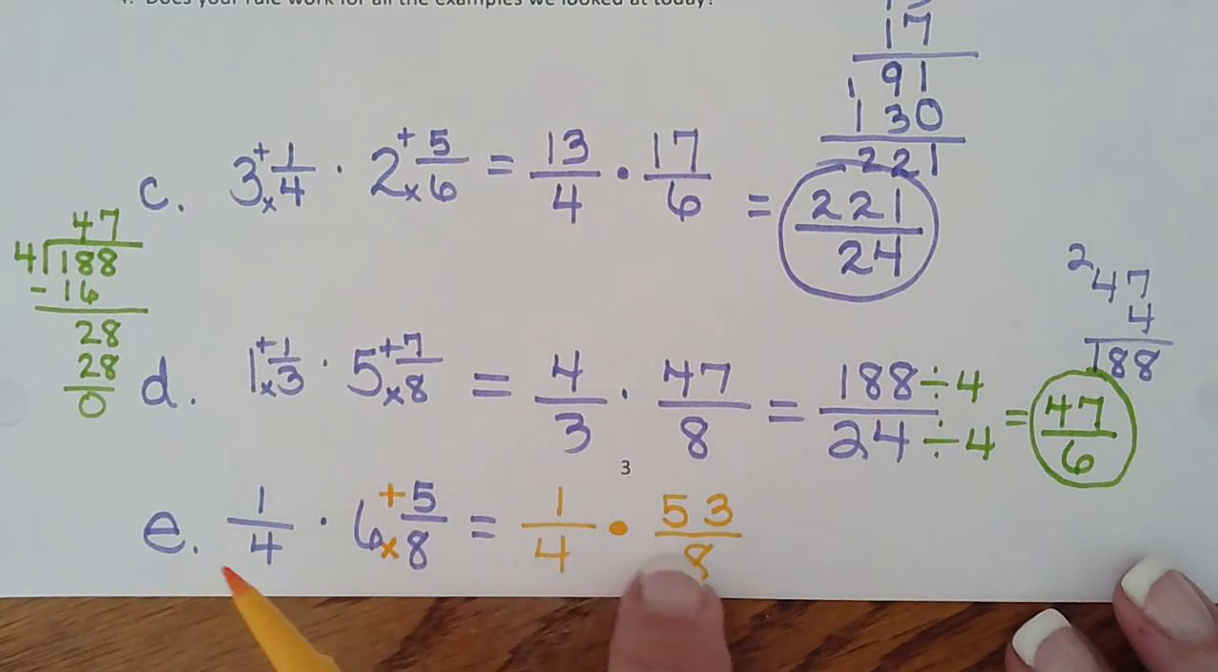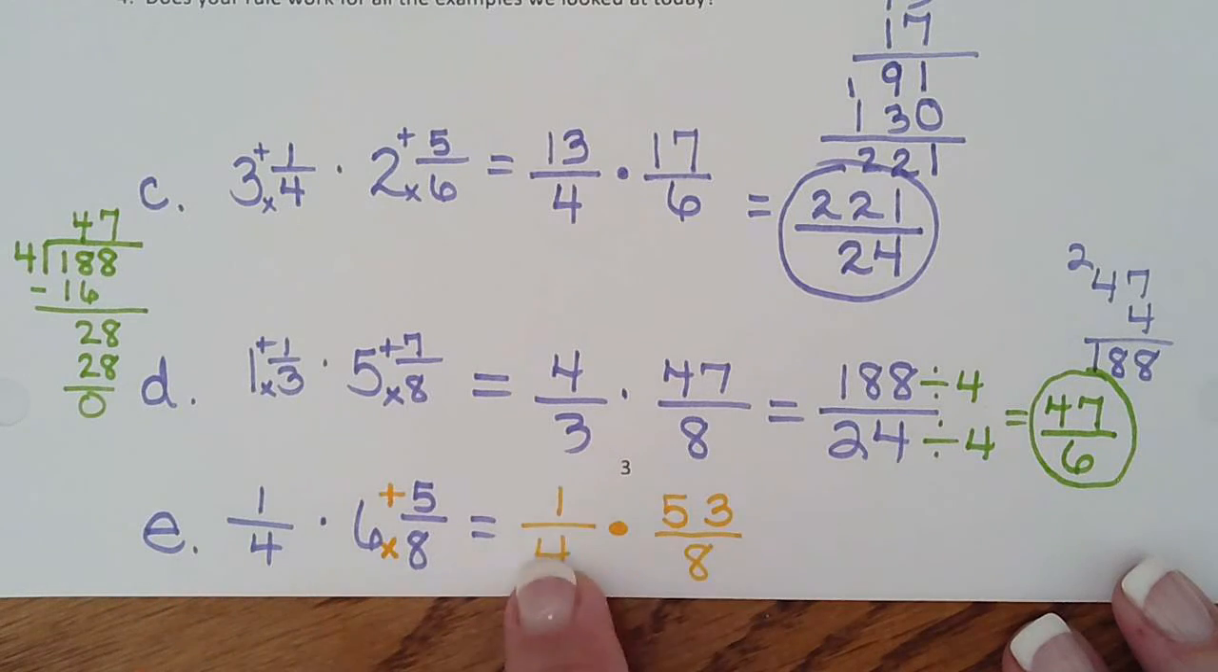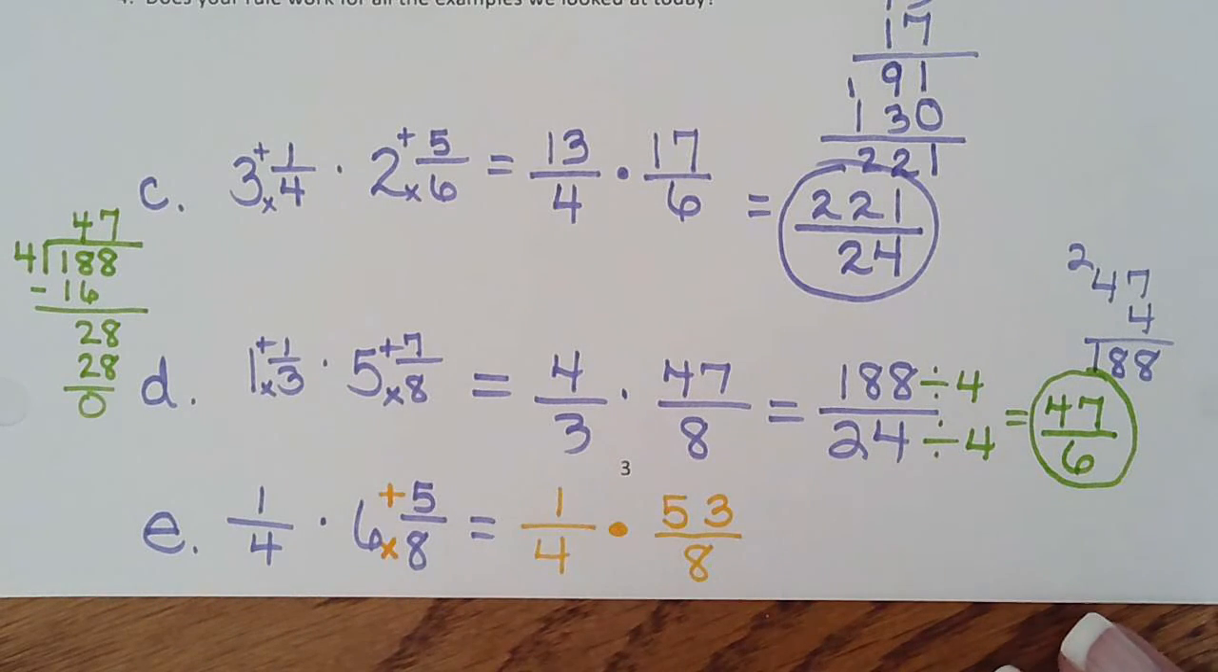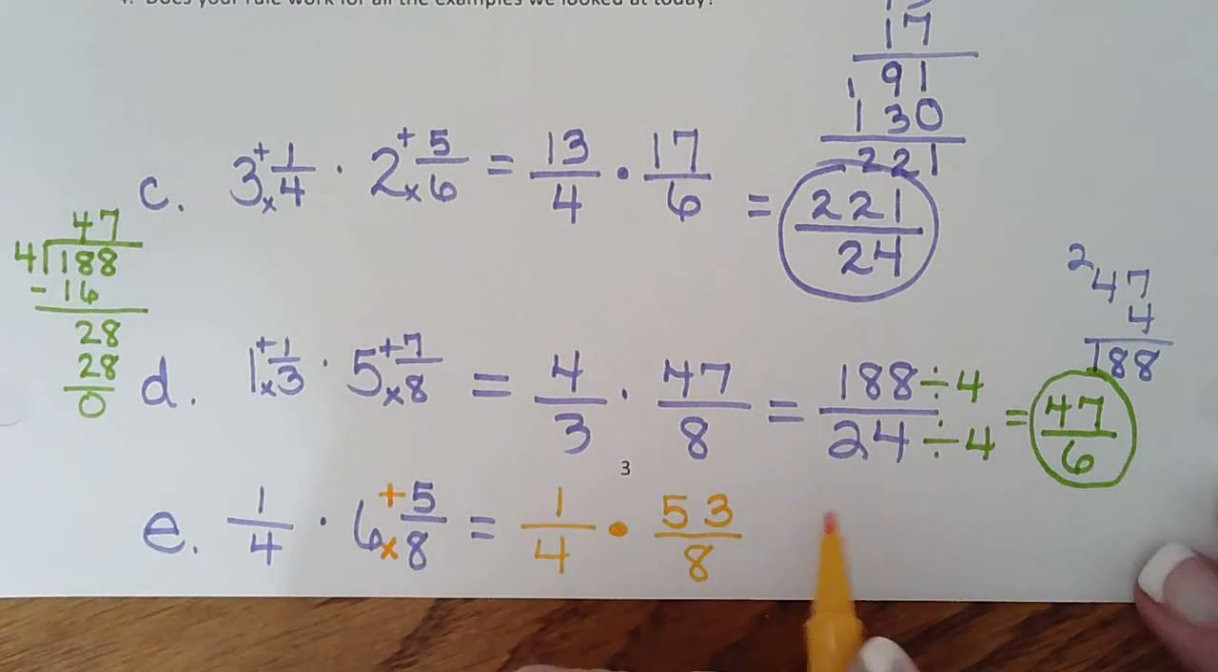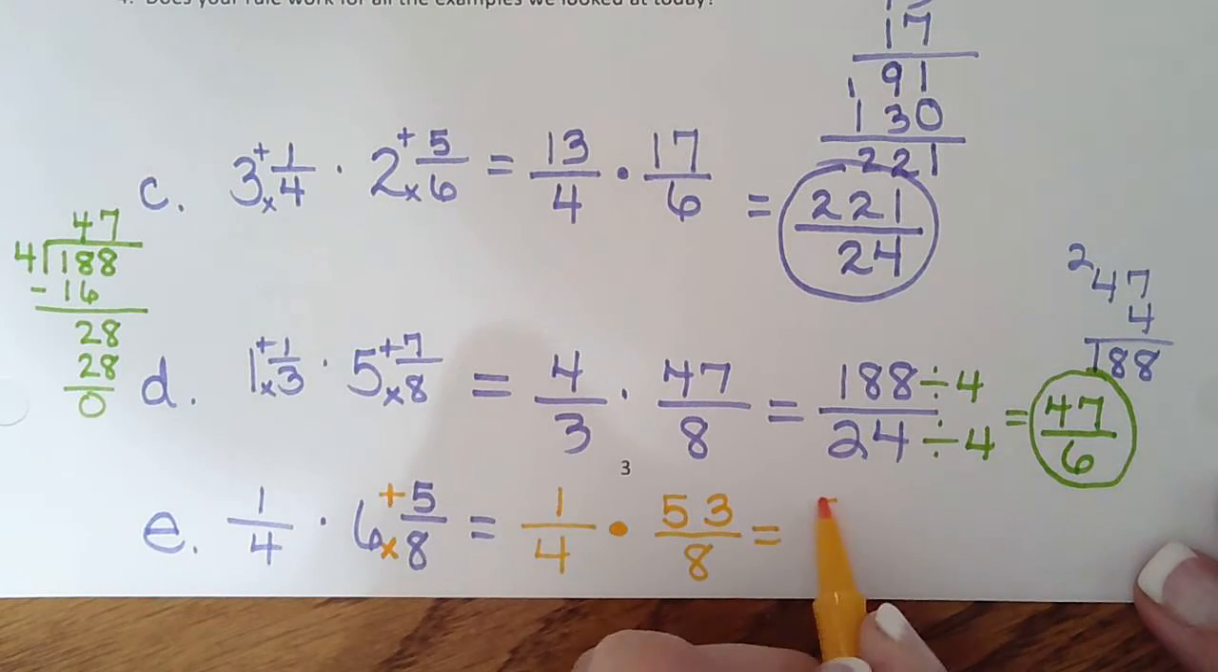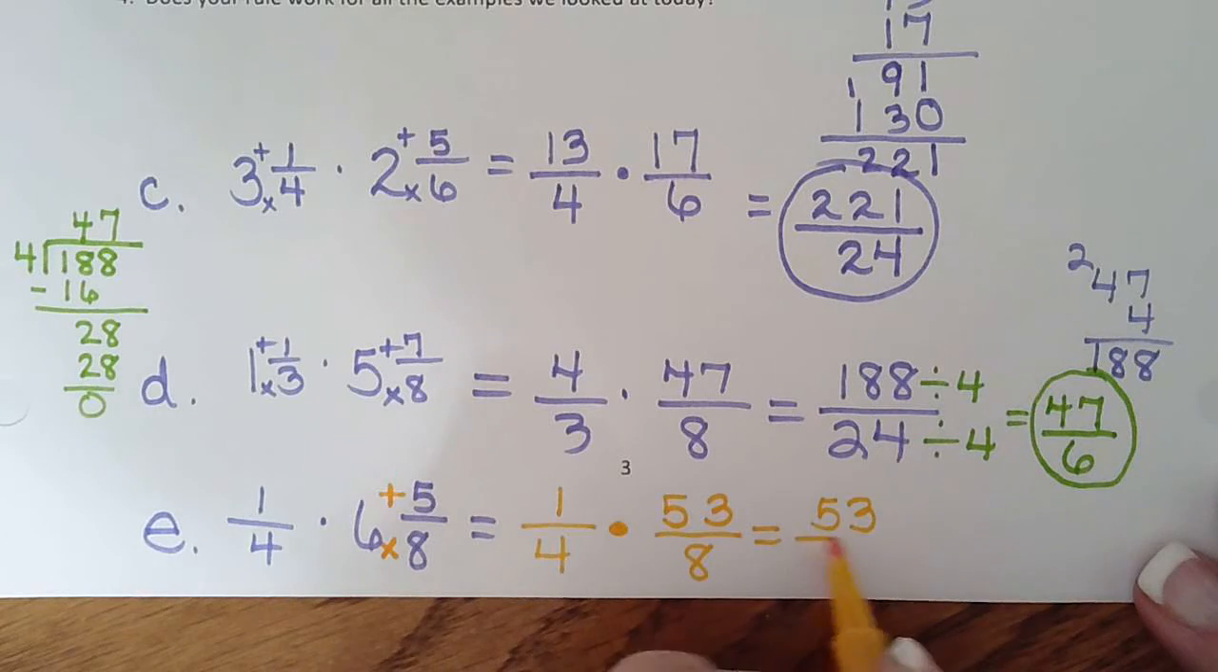As long as I've checked both diagonals for common factors and both fractions, my final answer won't be able to be simplified. And that's really a nice trick when your numbers are large, so you don't have to sit there and go, oh my gosh, is this going to simplify? So 53 times 1 is 53. 8 times 4 is 32.